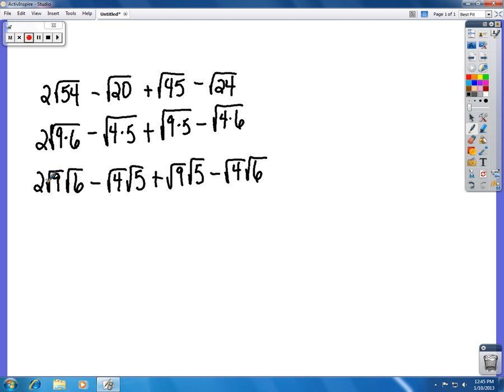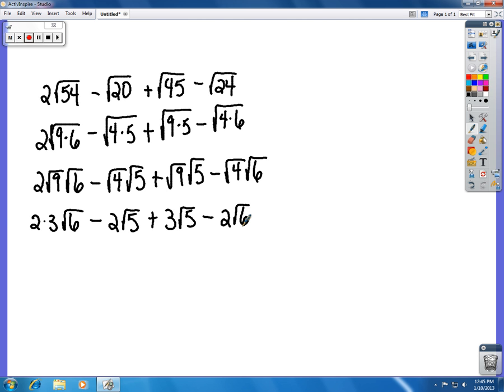So the square root of 9 is just 3, so this now becomes 2 times 3 times the square root of 6. This now becomes 2 times the square root of 5. This now becomes 3 times the square root of 5. And this last one now becomes 2 times the square root of 6.